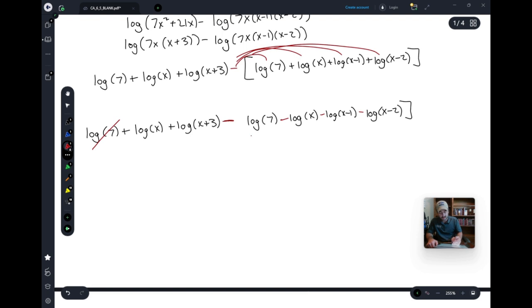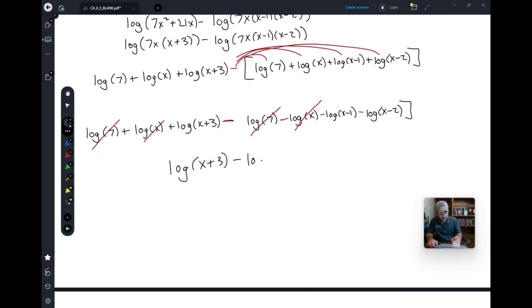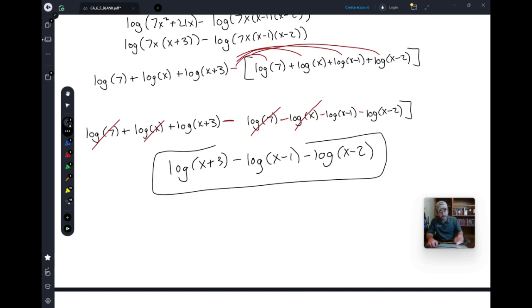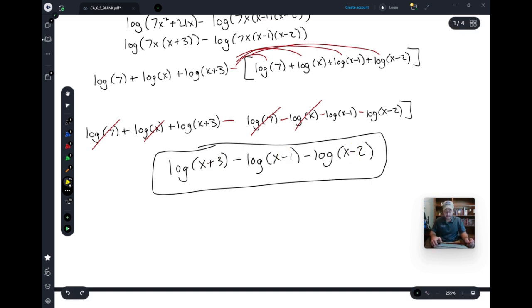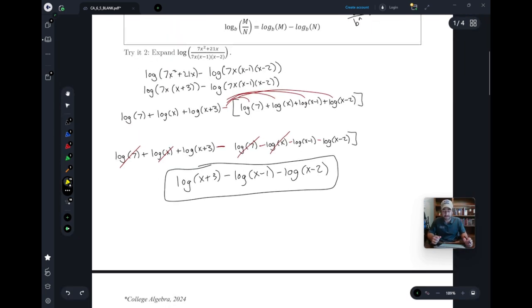So log 7 minus log 7 goes away, log x minus log x goes away, and we're left with log of x plus 3 minus log of x minus 1 minus log of x minus 2. And it might be tempting somewhere in there to try to expand an addition on the inside, but we don't have a rule for that. So see this addition and subtraction, we do not have a rule for expanding addition or subtraction on the inside, so don't be tempted to try and make it happen. That's as far as we can get for that expansion.